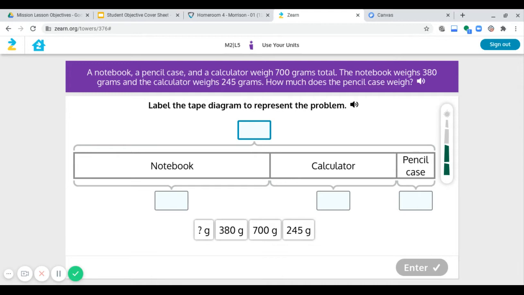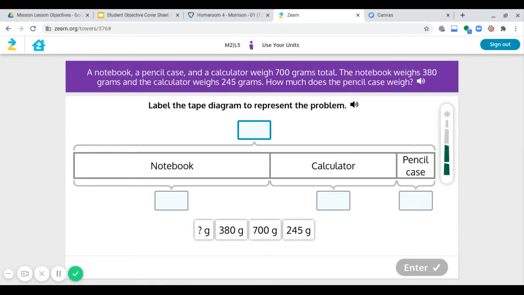All right. And then my instructions are to label the tape diagram to represent the problem. So, okay, the tape diagram is already drawn out for me here. I see there's a spot for the notebook, a spot for the calculator, a spot for the pencil case. And then I have this total piece up here. Okay. So I'm going to go back and reread the problem.